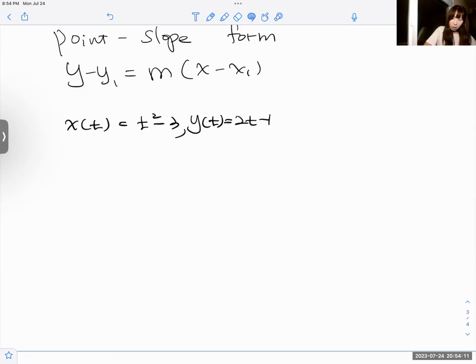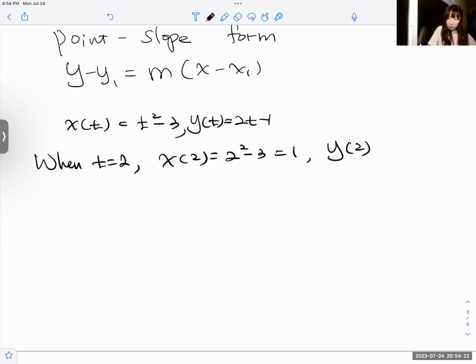Okay, so when t equals 2, x of 2 is 2 squared minus 3, which is 1. y of 2 is 2 times 2 minus 1, which is 3, right? So we are using the ordered pair, like 1 and 2, as x and y, right? Okay.